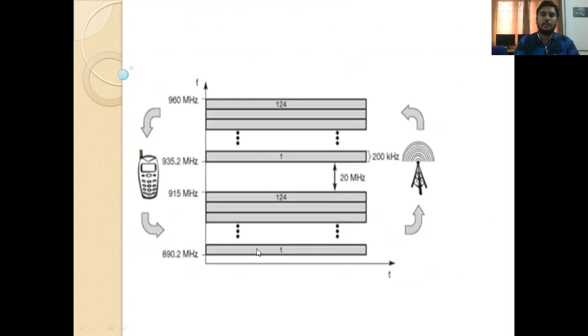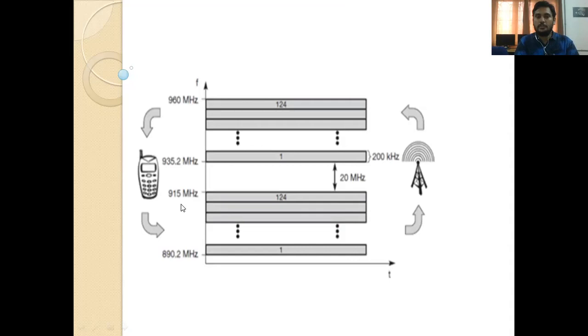So this is a diagram of how the uplink and downlink data go between a mobile station and the base station. Frequency is divided. 890.2 to 915 megahertz is for uplink for the mobile station. So it is the downlink for the base station.